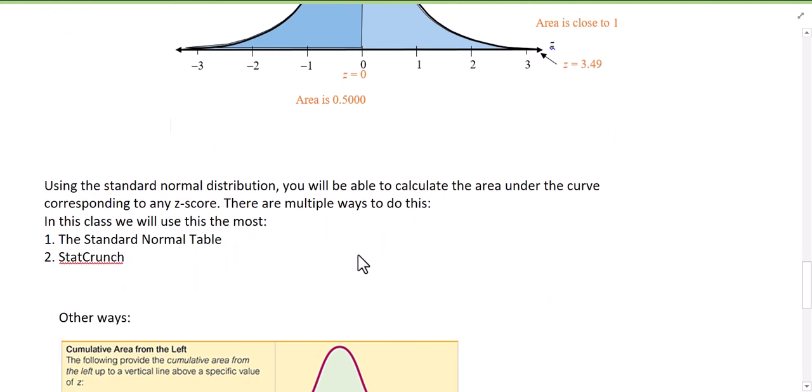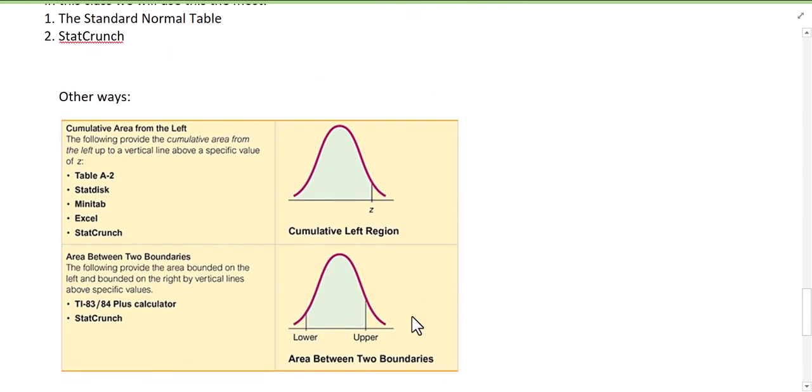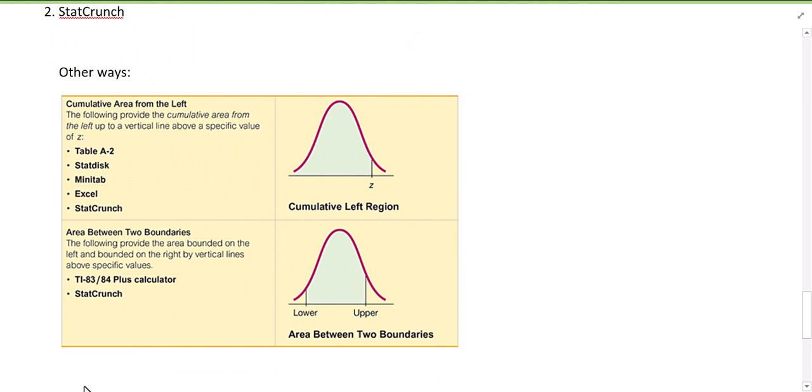Now, using the standard normal distribution, you will be able to calculate the area under the curve corresponding to any z-score. There are multiple ways to do this. In this class, the ones that we will use the most will be the standard normal table in the back of your book and StatCrunch. Other ways that you can find areas are StatDisk, Minitab, and Excel. I haven't really talked about how to use those. The ones that I will show you how to use are table A2 and StatCrunch.